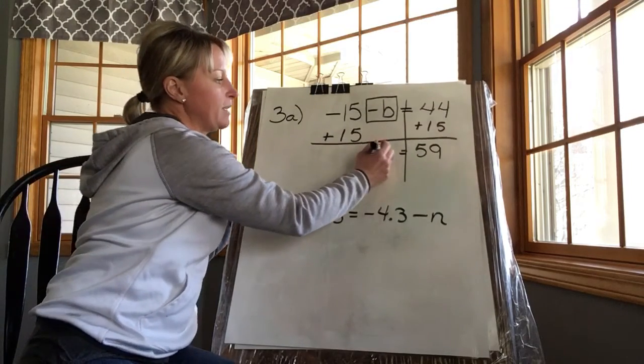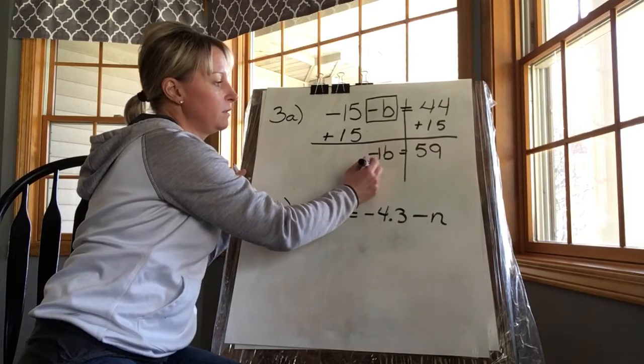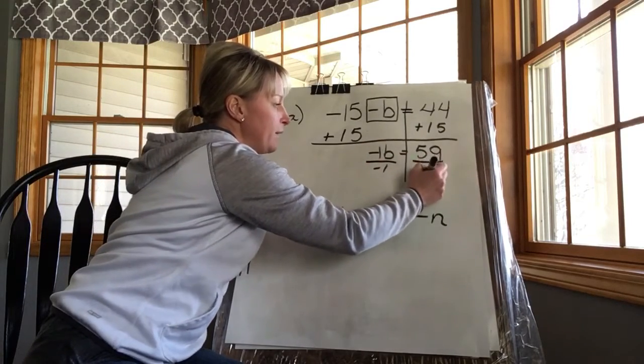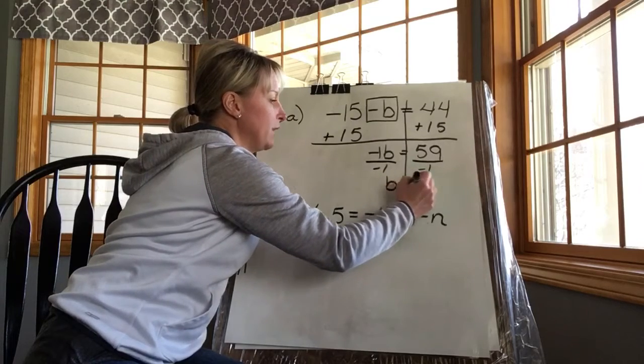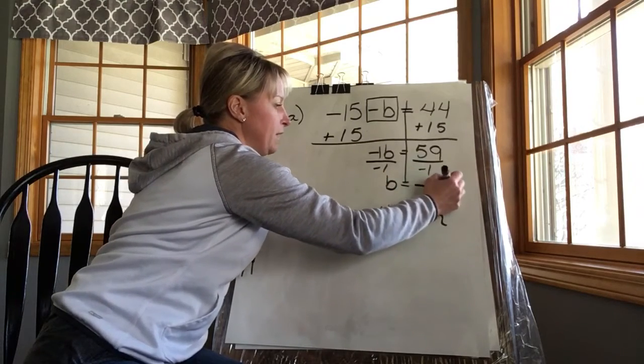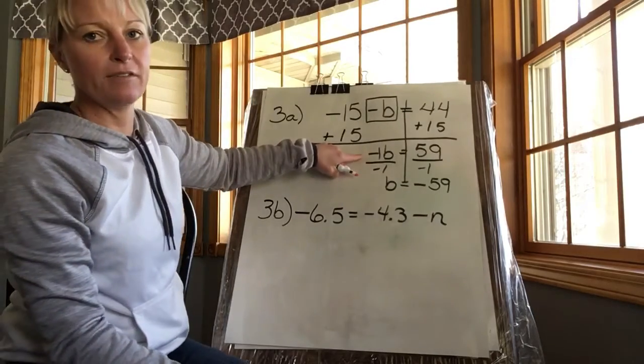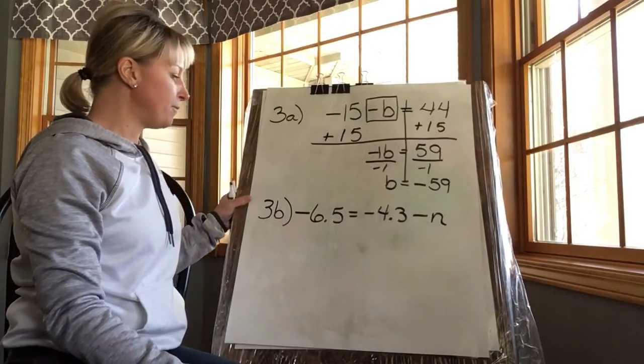I cannot leave my answer negative. Because this is like saying it's a negative 1, it would be like dividing by a negative 1. So b equals a negative 59. So that's how you get rid of the negative sign with the variable.